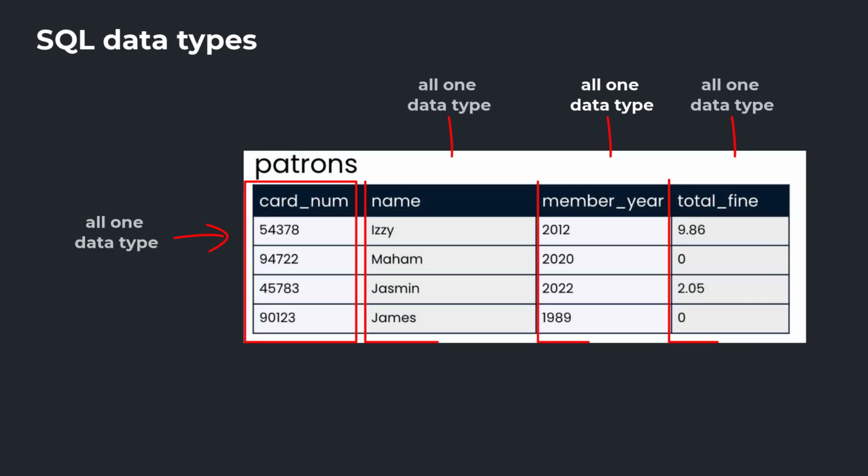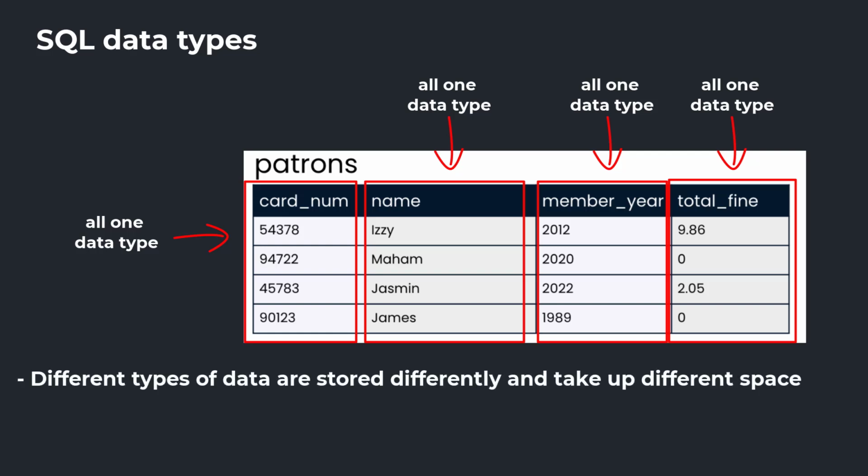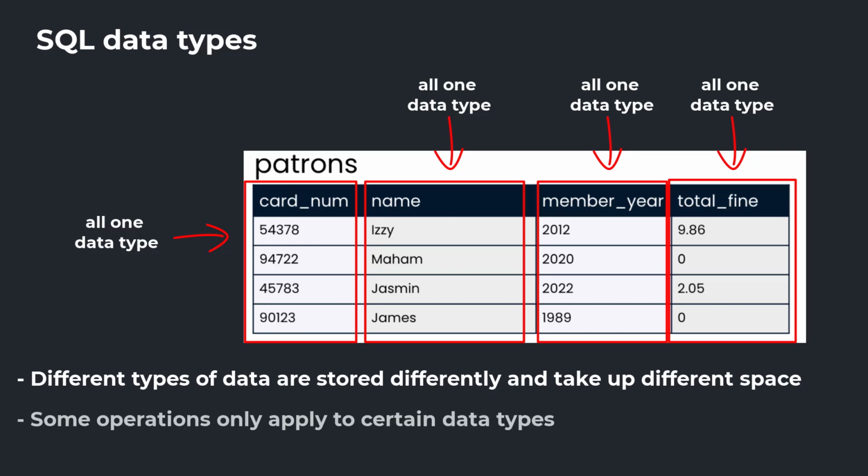When a table is created, a data type must be indicated for each field. The data type is chosen based on the type of data that the field will hold, a number, text, or a date, for example. We use data types for several reasons. First, different types of data are stored differently and take up different amounts of storage space. Second, some operations only apply to certain data types.